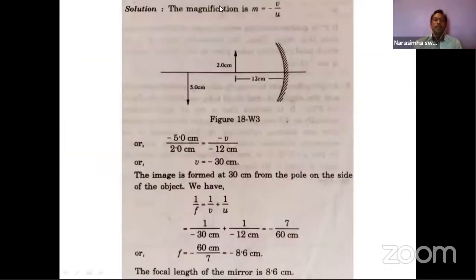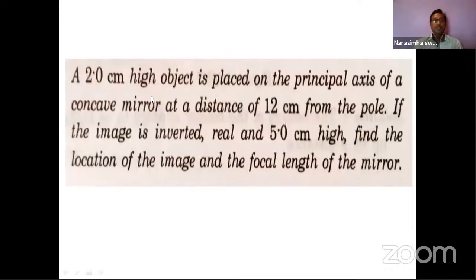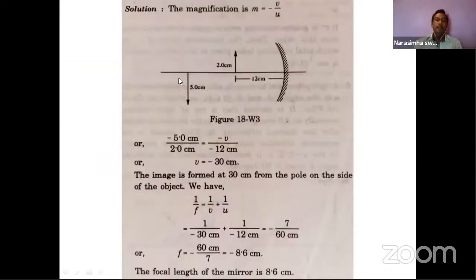Understood? So the magnification formula is M equals minus V by U. This is the information given in the problem. Object distance is 12, image distance we need to calculate. Image height is 5. Image is real, inverted, and the height is 5. The object height is 2, and this object is at a distance 12 from the mirror.